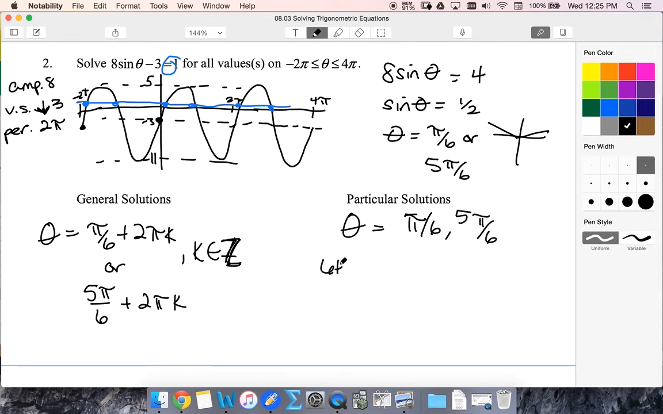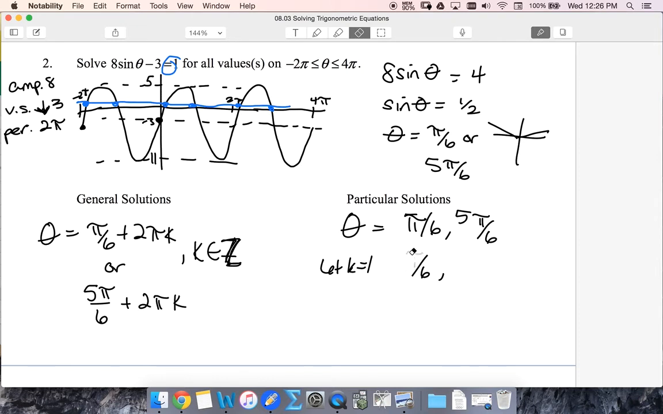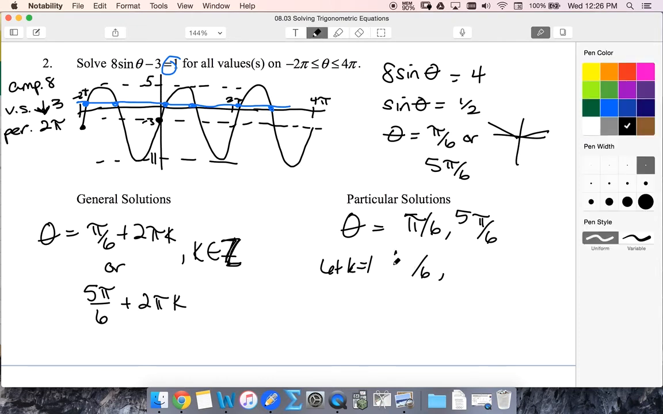Now I'm going to let k be 1. So pi over 6 plus 2 pi, that's 7 pi over 6. 5 pi over 6 plus, oh wait, 2 pi is 12 pi over 6. 12 pi over 6 plus 1 pi over 6, 13 pi over 6. So that's one full circle back to here. 5 pi over 6, that's going to be 17 pi over 6. So those are my 4 positive solutions.